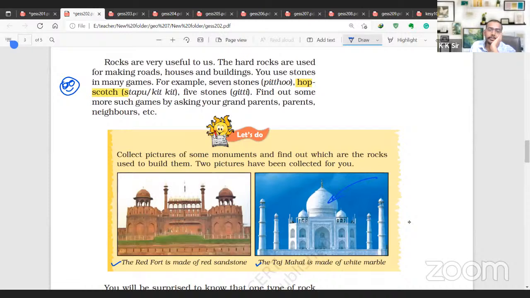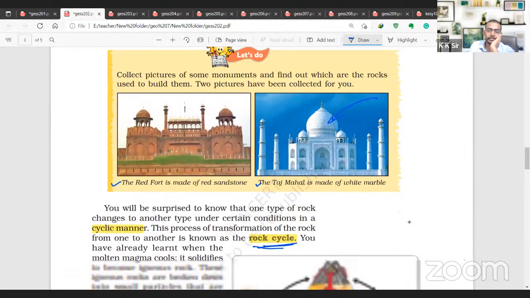रॉक का हम क्या करते हैं, 7 स्टोन पिट्टो और सटापू और कितकित खेलते हैं. हमने तो बहुत खेला है, तुम लोग का पता नहीं.